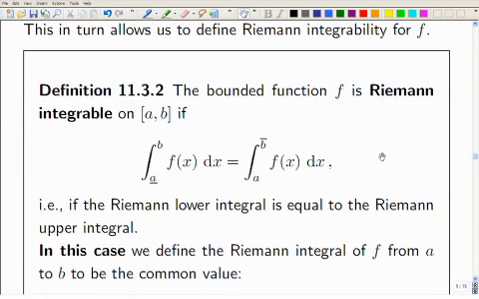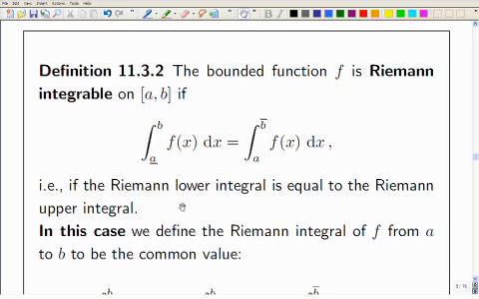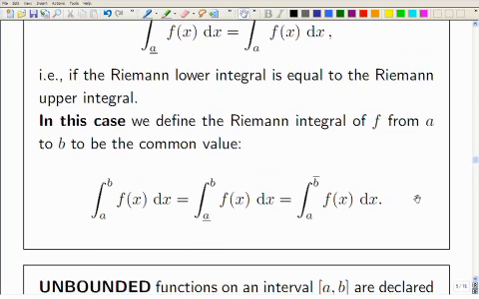And if they are equal, then we say it's Riemann integrable. So a Riemann integrable function is one where when you do your supremum of estimates from below, you get the same as the infimum of estimates from above. So if the Riemann lower integral is equal to the Riemann upper integral, then we say it's Riemann integrable, and we define the Riemann integral to be the value equal to them, and you get this. And now, this is our notation for the Riemann integral.